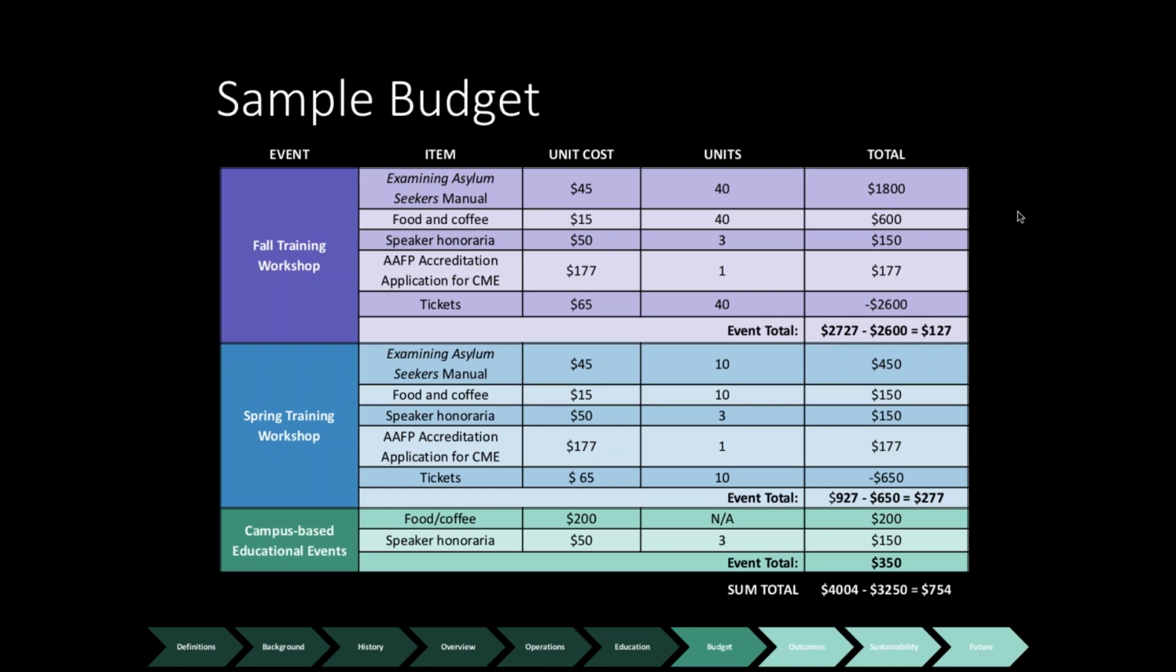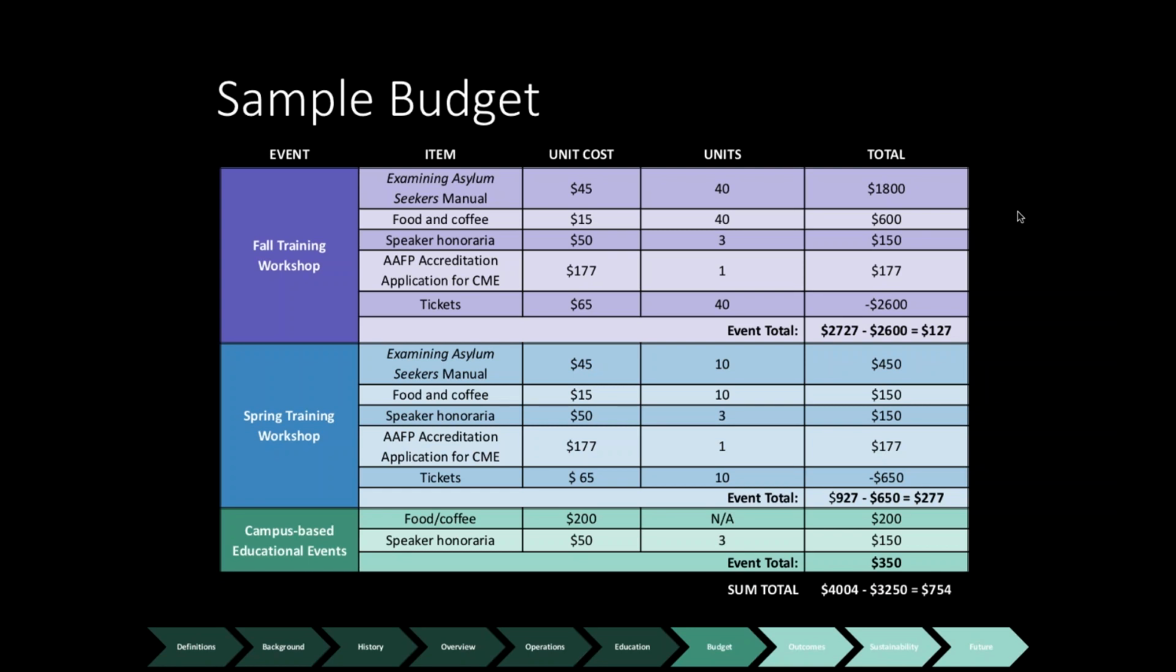We also offer AAFP accreditation for all of our training programs to allow clinicians to apply for CME credit. The main way that we pay for both of these training workshops is through ticket sales. So we'll sell tickets to both the clinicians and students.